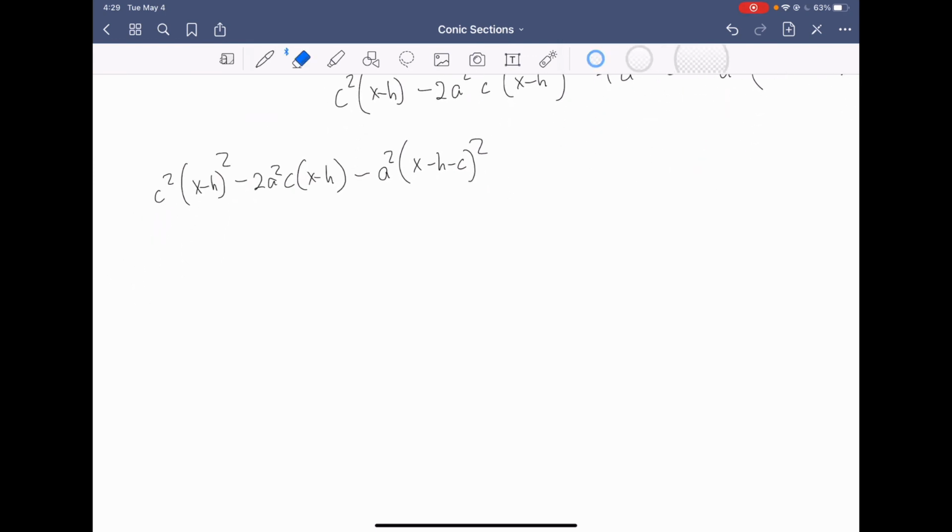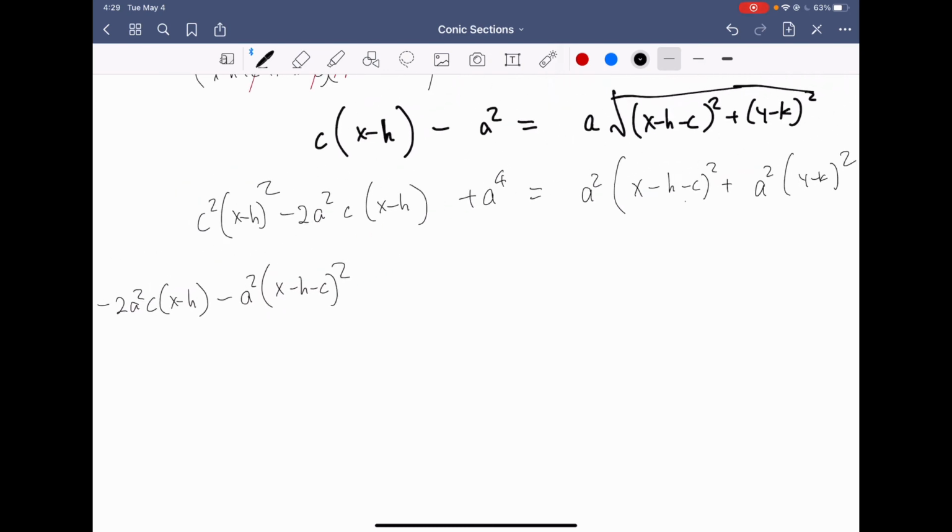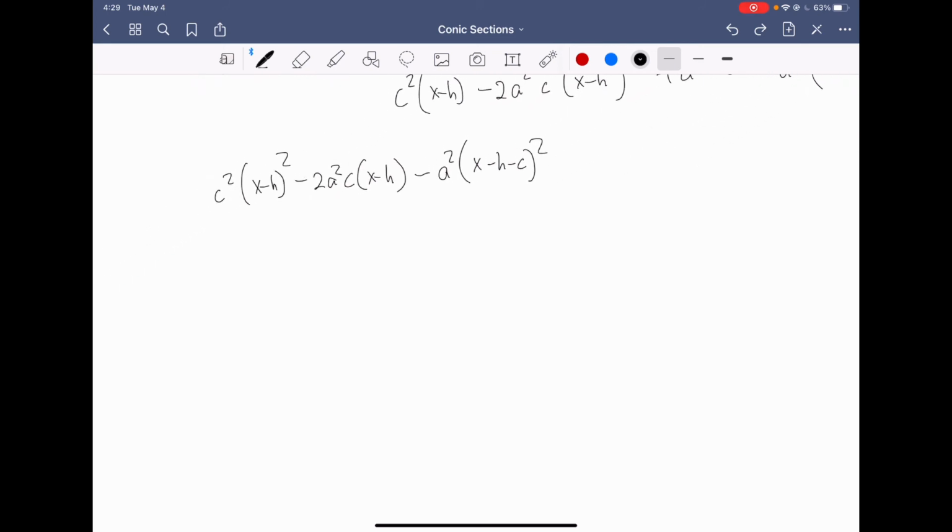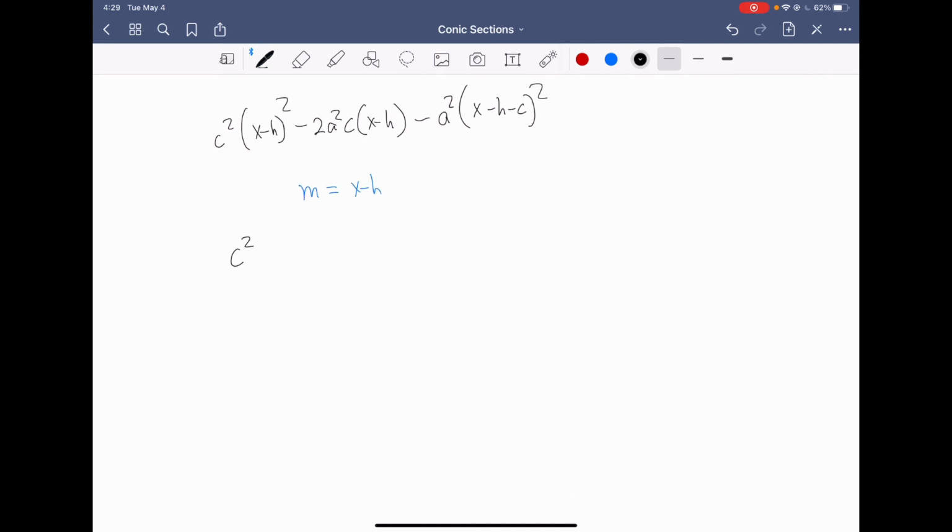And now this, how can we simplify this? Let's see. We have the kind of annoying minus c over here, and we would try to get rid of it, as x minus h looks pretty sweet over here. So let's try to use another variable. I will use another color. m is equal to x minus h. And now we have c squared m squared minus 2a squared cm minus a squared m minus c squared.